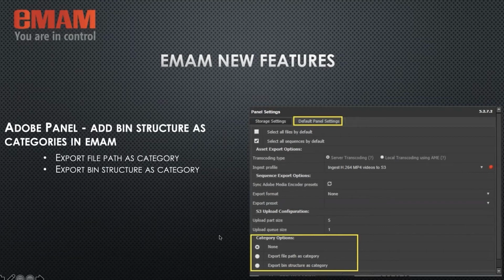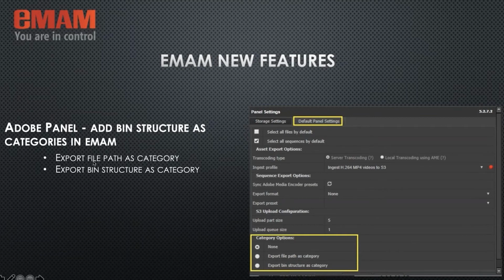Speaking of categories and so on, when you're in Adobe Premiere, you have the ability to import all your content into a project. Within that project, you may create sequences and you may create bins. Typically, editors will add bins for video, audio, images, bugs, lower thirds, things like that. And with that, we wanted to give editors the option to export that project, go into Emam, and create categories based on their bin structure.